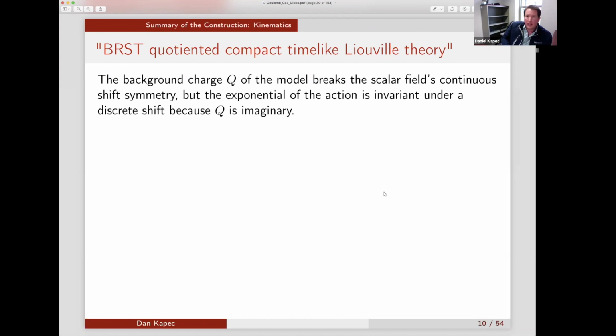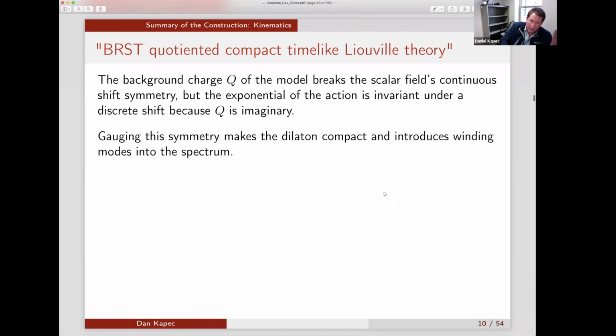So the first key observation about these models is that although the background charge in the linear dilaton breaks the scalar field's continuous shift symmetry, there's just a term linear in phi sitting in the action, the exponential of the action can still be invariant under a discrete shift, because for us, Q will be imaginary and the Euler term is quantized.